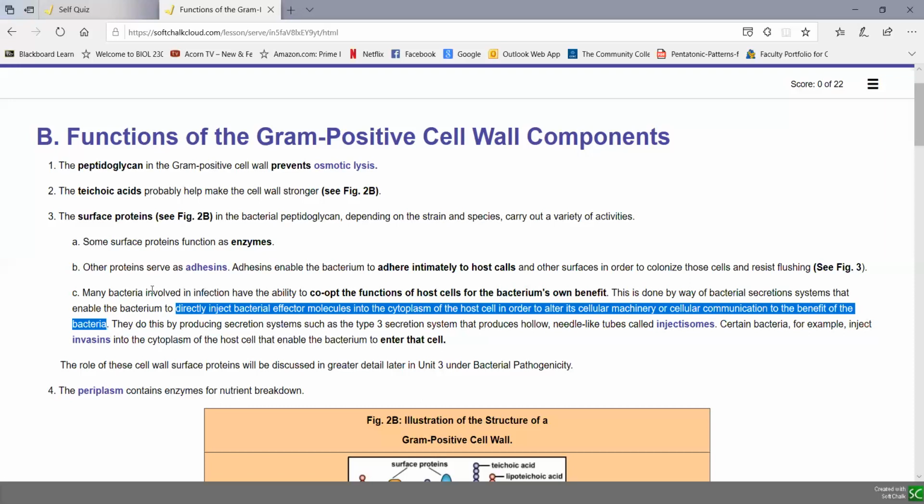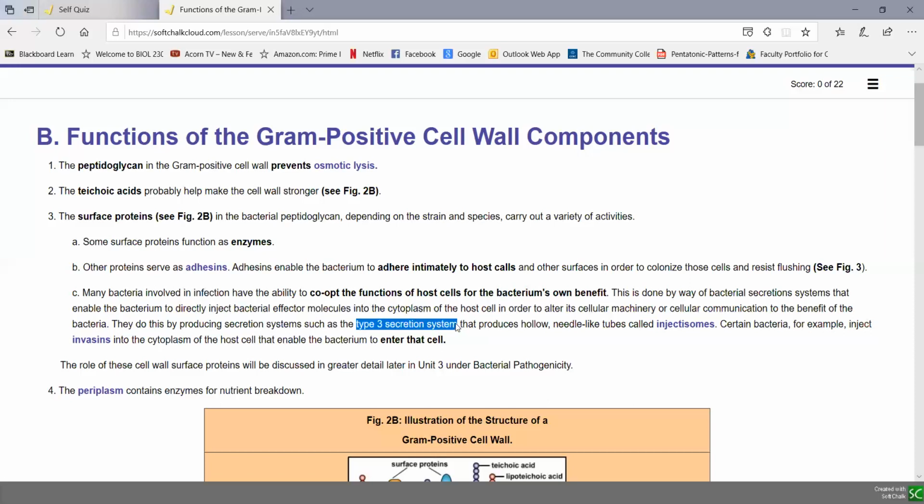One of the most common types is called a type 3 secretion system. We'll learn more about these secretion systems in Unit 2. But the type 3 secretion system in the cell wall produces a hollow needle-like tube called an injectosome, because it allows the bacterium to directly inject molecules from its cytoplasm into our cytoplasm. So often some of these surface proteins are involved in producing secretion systems such as injectosomes.